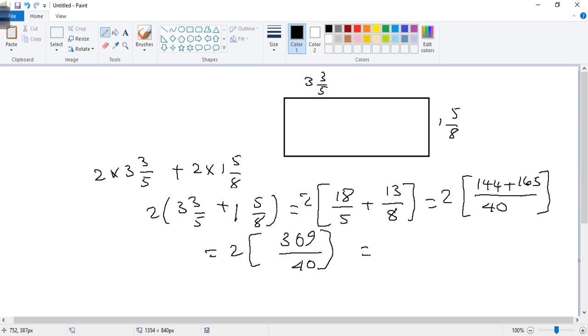We multiply again by 2, it will be 418 over 40. 40 goes into 418 ten times, and the remainder is 18 over 40. That is how it works.